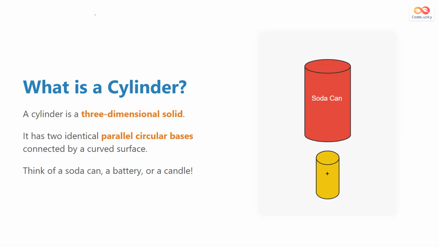First, let us identify what a cylinder is. It is a three-dimensional solid shape. It has two identical, parallel circular bases that are connected by a curved surface. Common examples you see every day include soda cans and batteries.